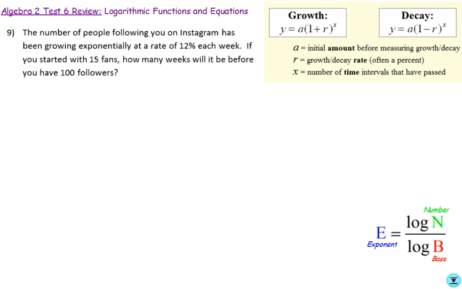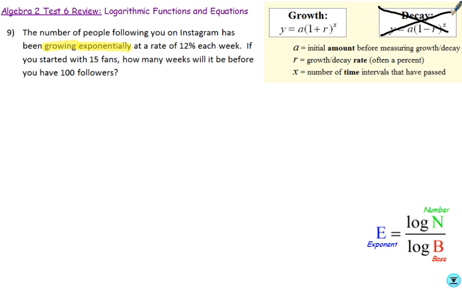Because we see that word exponentially, that means that we're going to have a different equation that's going to help us get through this. We have to then decide, is what's happening in the problem something that's growing, getting bigger, or something that's decaying, something that's getting smaller? Well, they even used that word growing, so that means we're going to be using exponential growth. For this one we're not using decay.